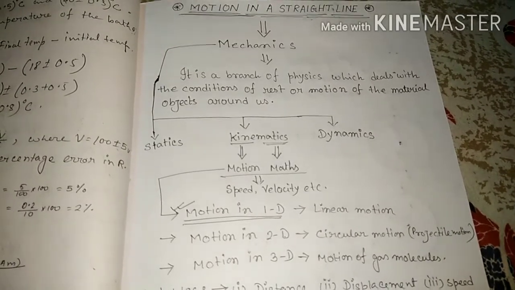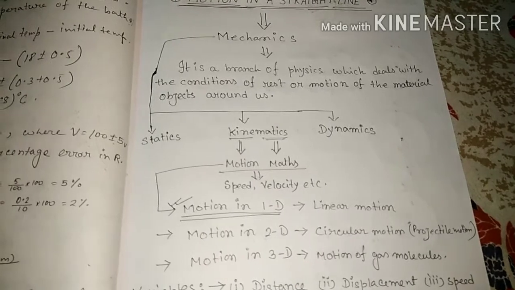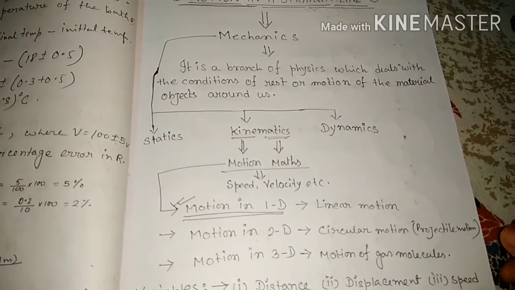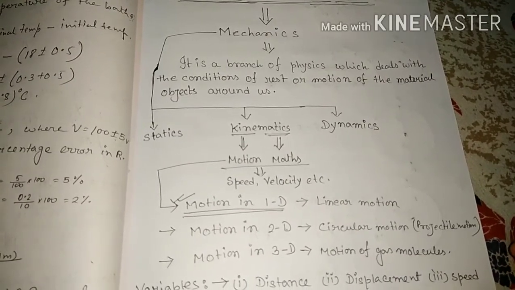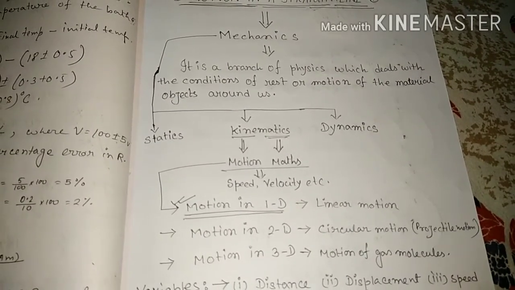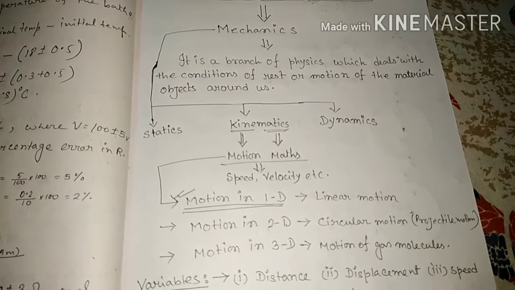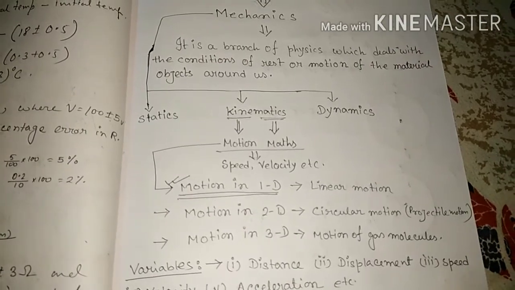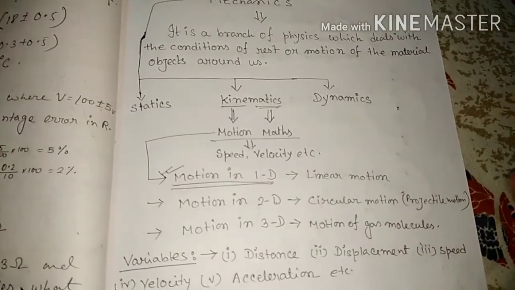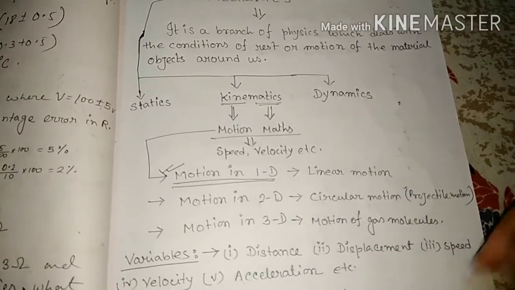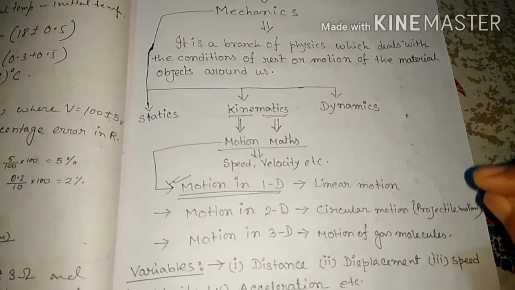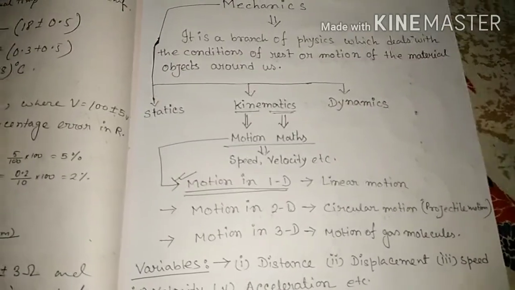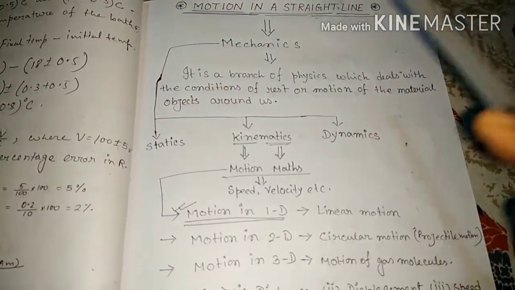Statics and dynamics we will study in a higher class. All about motion and rest is included in kinematics. Kin means motion and matics means math. So motion related, that means speed, velocity, distance, displacement, all these variables where we discuss the relation between them, some numerical, some formula, all are included in kinematics, and this is one sub branch of mechanics. Now in this chapter, the chapter name is motion in a straight line.